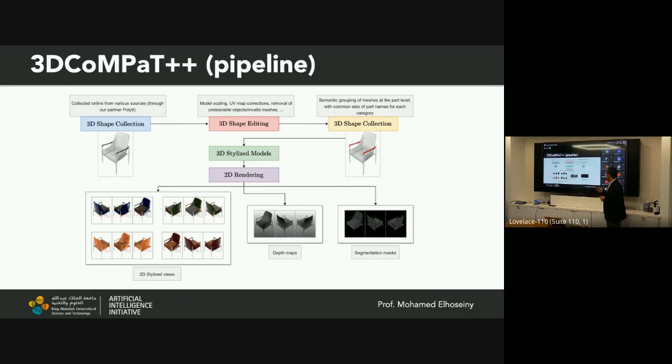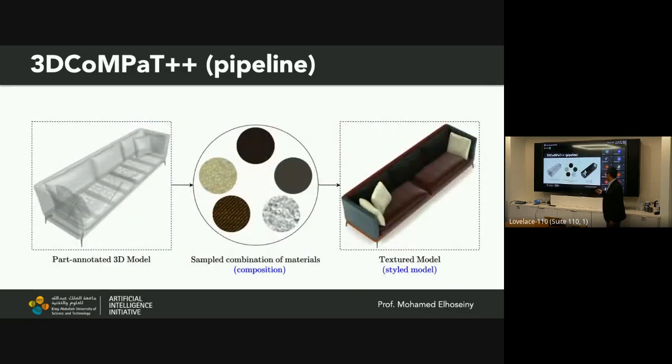This is the pipeline that generates this, and all of this is open source. So we have this geometry. We sample a combination of materials, and we have an API that makes sure that when you sample a material, it's compatible with the desired part. And this is defined per product. So you cannot, for example, assign paper to a leg as a material.